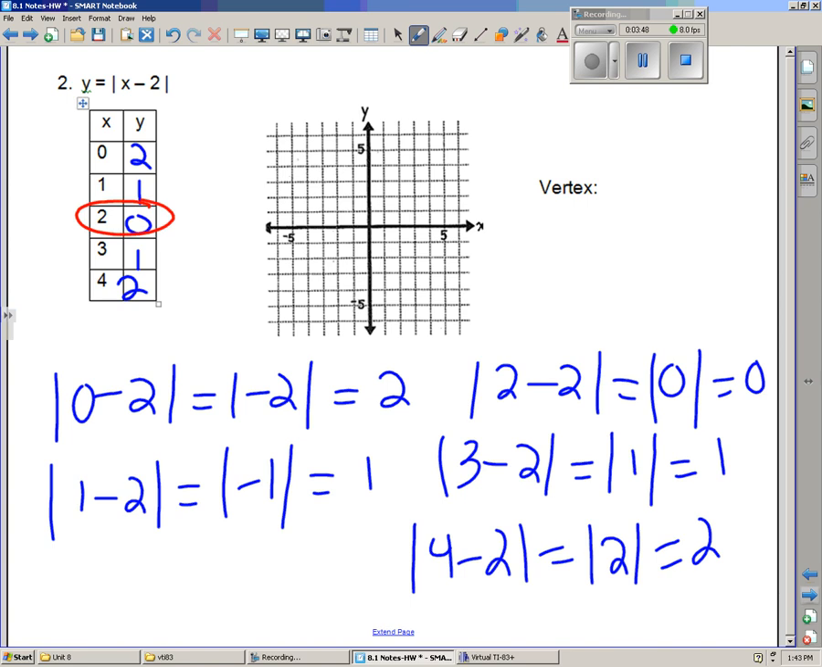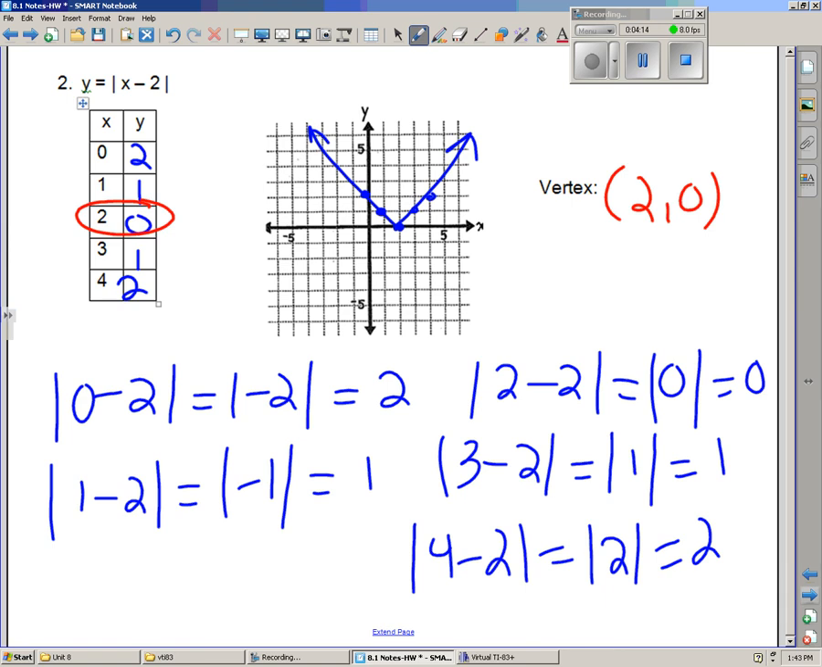Once again, your vertex is that turning point. It's what's centered inside your chart. And now the vertex did not stay at 0, 0. It actually shifted over to 2, 0. And then we had 1, 1, 0, 2, 3, 1, and then 4, 2. We still have a V. So a number that was inside the absolute value bars, we shifted to the right.